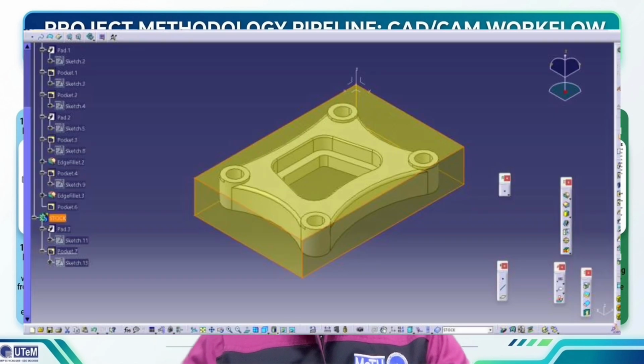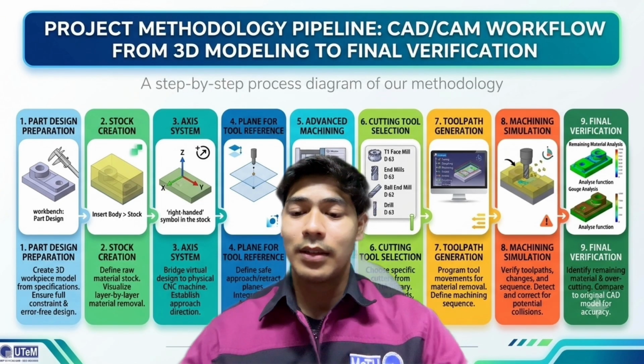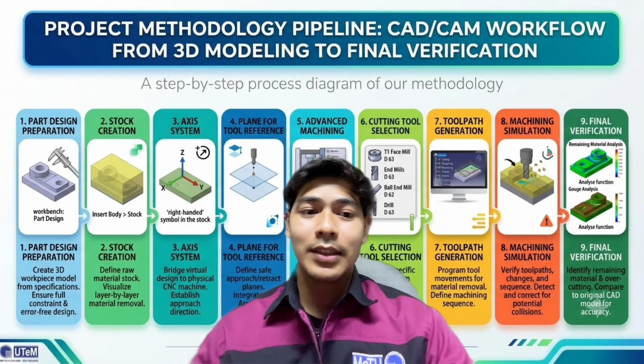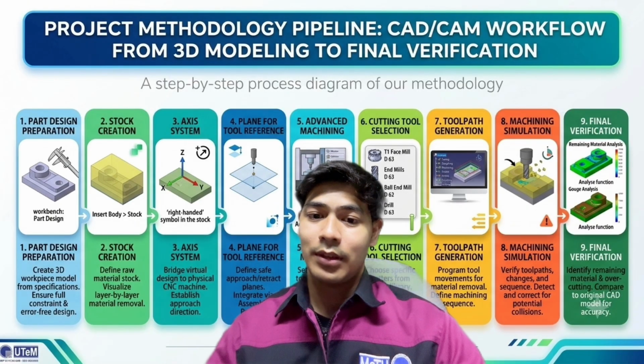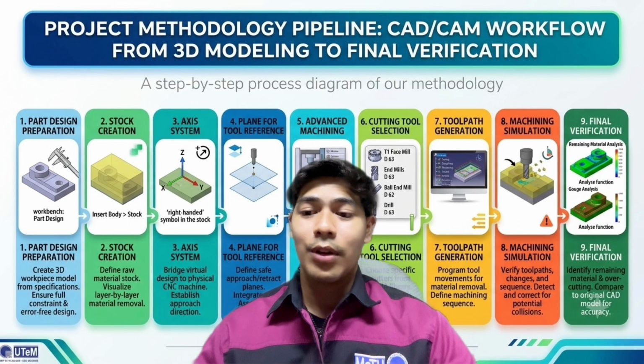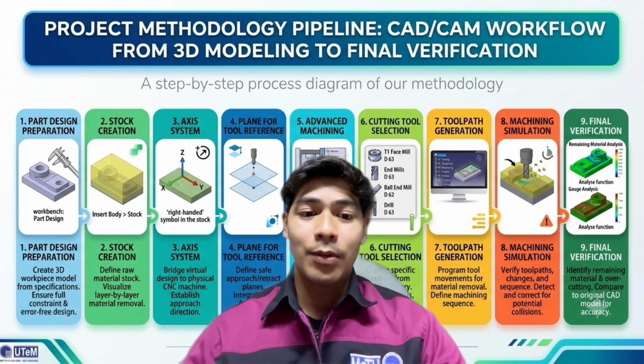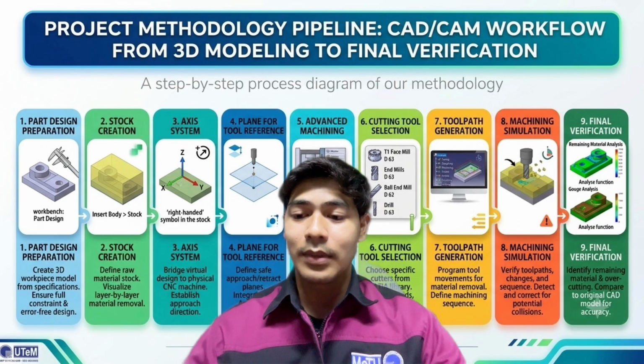And second, we create the stock. The stock represents the raw material before machining begins. It was created slightly larger than the final workpiece to allow enough material for the cutting process. This enabled CATIA to simulate how material is removed throughout the machining operation.